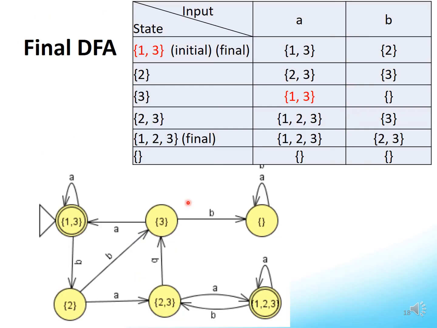This is the state transition diagram of the new machine. So this machine has an initial state {1, 3}, and final states {1, 3} and {1, 2, 3}. There is the dead state. When the machine goes into this dead state, it will be trapped here. It cannot go out.